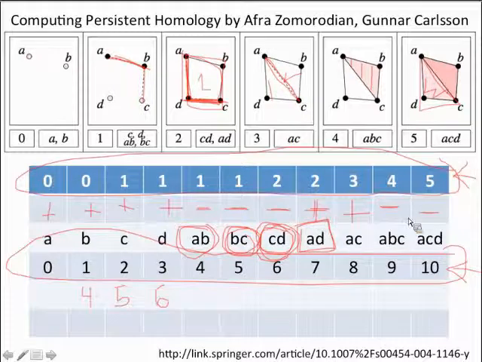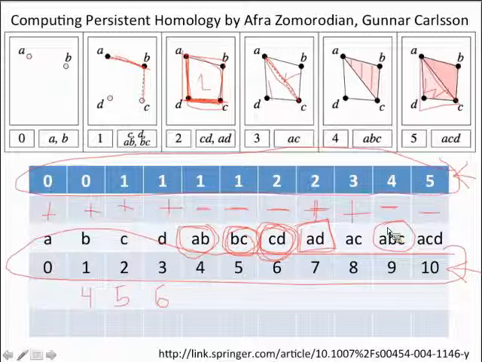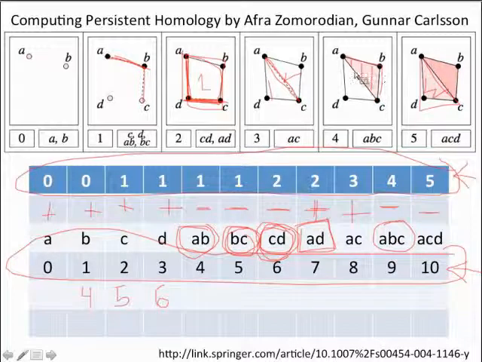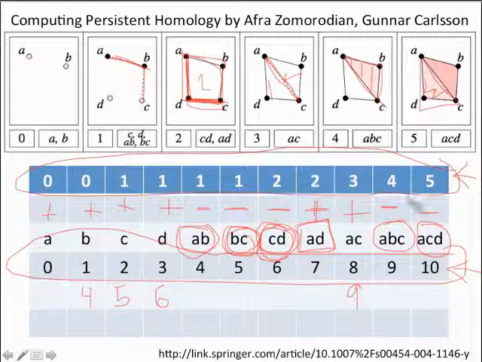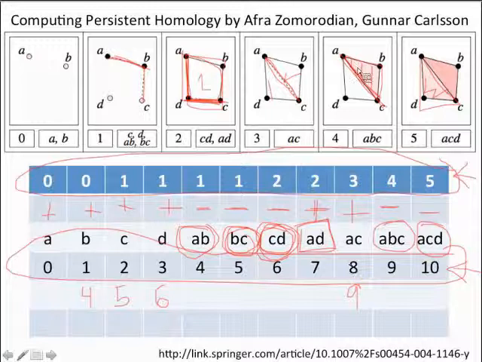We now look at our next negative ones. Our next negative one is ABC. The boundary of ABC is AB, BC, and AC. Well, which one is the youngest? AC is the youngest, so 9 will be paired with 8. Notice that 9 was paired with 8, so my triangle ABC was paired with AC.